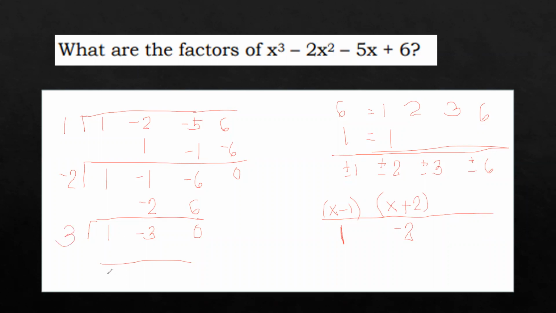Positive 3. So bring down 1. 1 times 3, that will be 3. Then that will be 0. So nakarating tayo sa 1, 0. So this is 3. So ano yung huli nating factor? X minus 3, sir. X minus 3 po. So ibig sabihin, nakuha natin yung tatlong factor. So that will be x minus 1, x plus 2, at x minus 3.